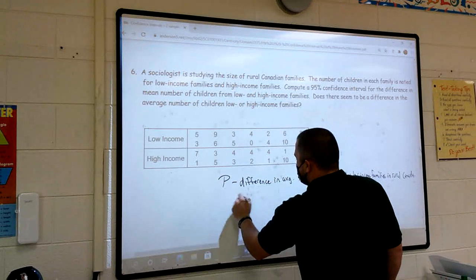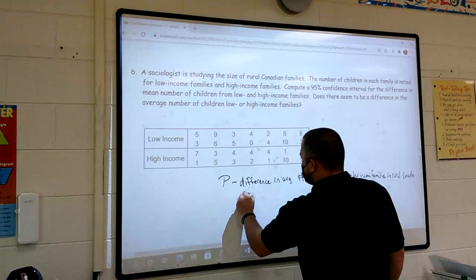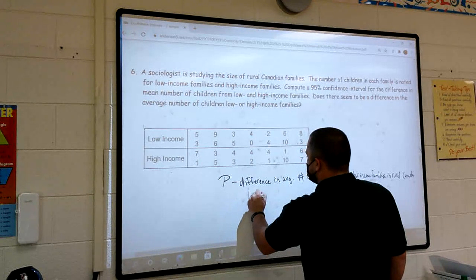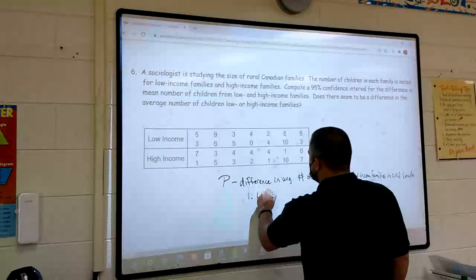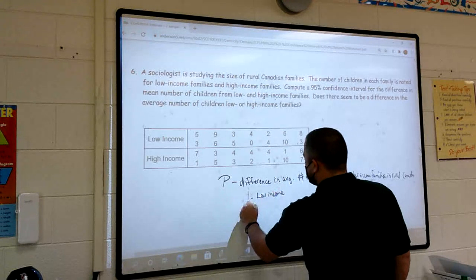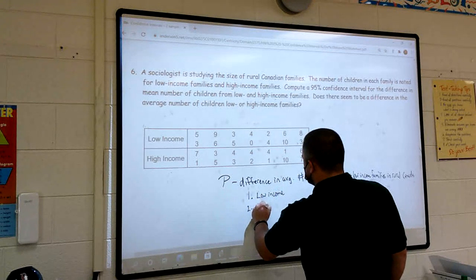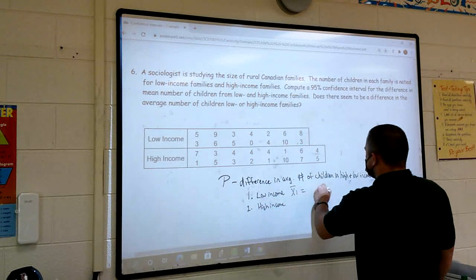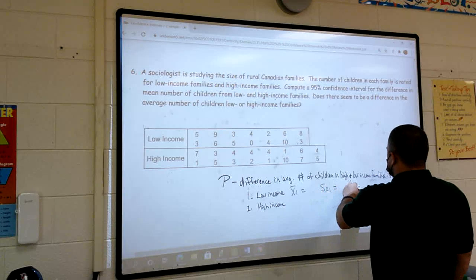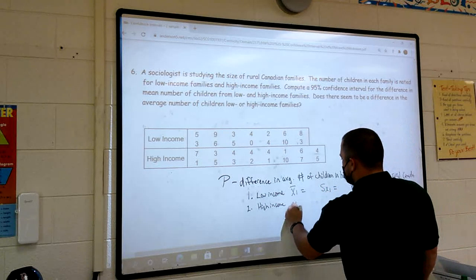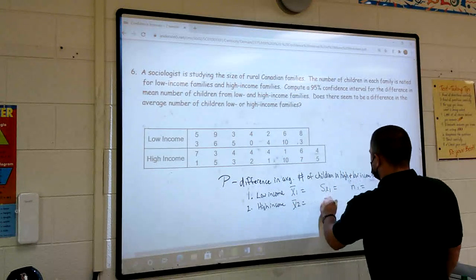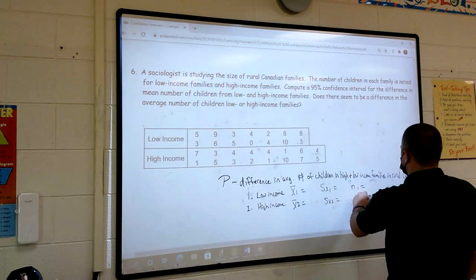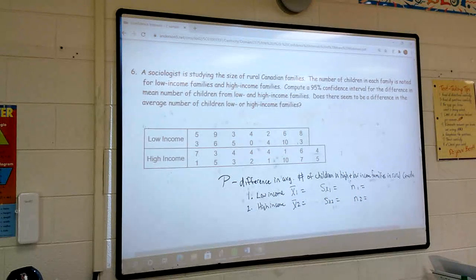So remember, the first one is going to be, we're going to say, low income because that comes first in the table. The second one we're going to say is high income. So in low income, we're going to call that X bar 1, standard deviation 1, and N1. And in high income, we have X bar 2, standard deviation 2, and N2. All right, so it's up there. We're going to need all that stuff, but we're not going to get that yet. That comes from the calculator. The calculator is going to give us all that.